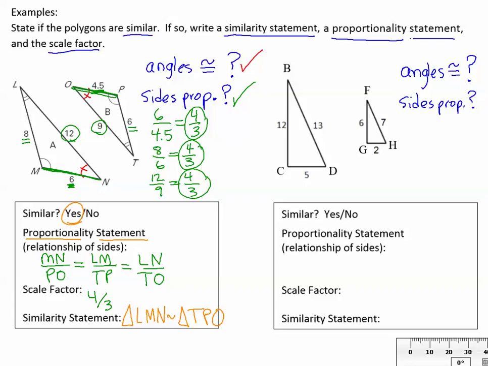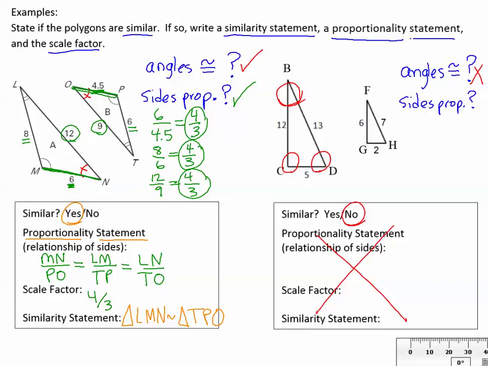Let's start by looking at the angles. Well, I notice there are no angle marks whatsoever. So no, the angles are not congruent. I could stop there and simply say, nope, they're not similar, therefore I can't do anything else.